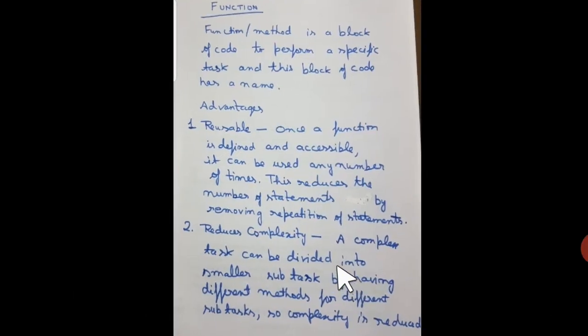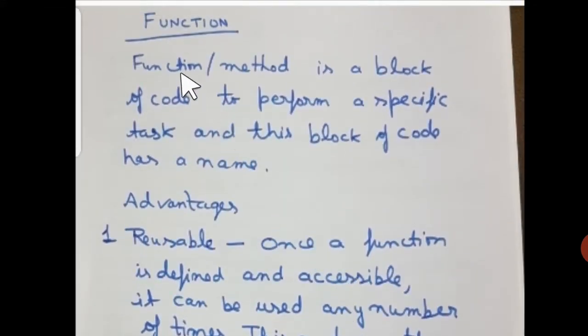Alright, students, when I talk about this concept of function, what is the definition of the concept called function? A function or method is a block of code to perform a specific task. You can put it this way also, that a function or method is a group of statements or group of instructions to perform a specific task. Both ways it is correct. And this block of code has a name, because name is very important. You cannot pick up any 2 or 3 statements randomly and say this is a function. No, it must be given a name.